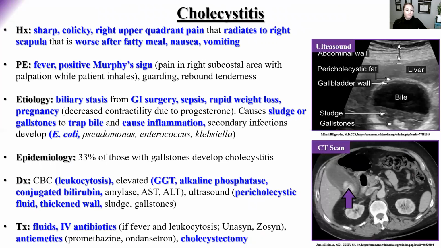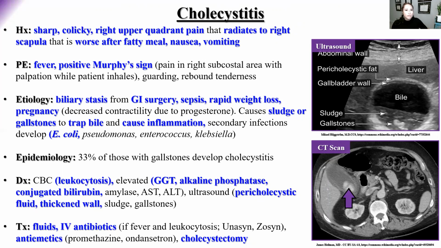For that inflammatory infectious process, you think about guarding. The patient doesn't want to be touched. Or rebound tenderness. When you push down and you let up, that's when they have the pain, is when you let up. So in the history, look for rapid weight loss, GI surgery, pregnancy. We know that that decreases the contractility. All of those can be risk factors for this.